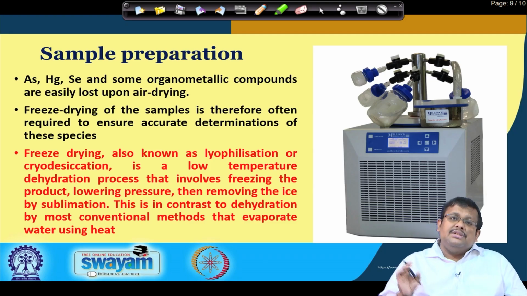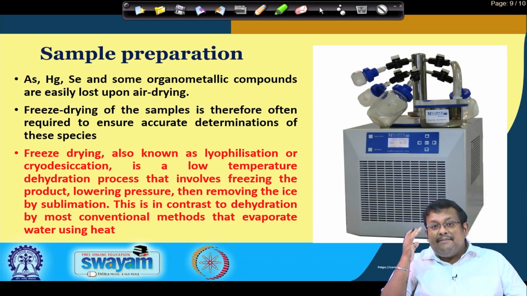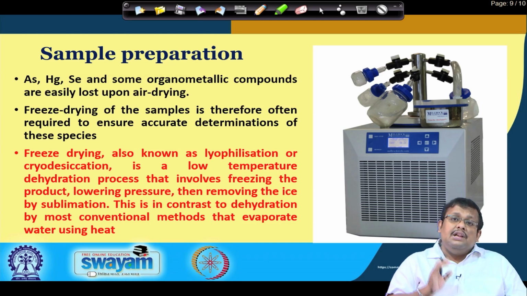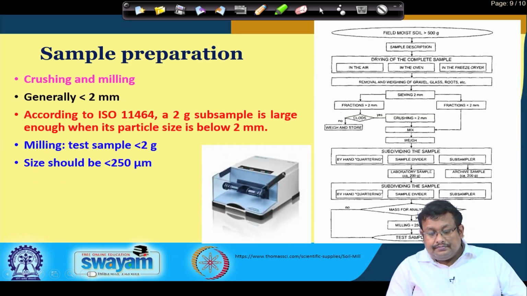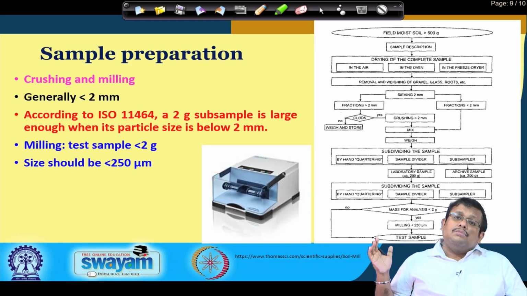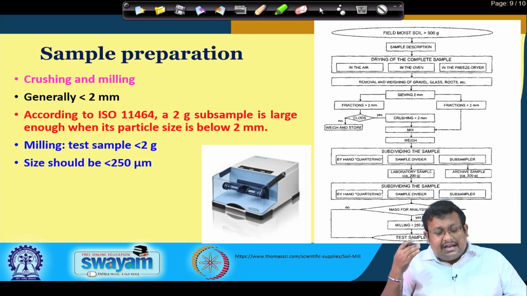Samples which we generally use for measurement of organometallic compounds of arsenic, mercury and selenium can be freeze dried for their long term storage without their loss in air drying. So, this is a lyophilizer. Now, once you dry the samples, you remove the artifacts, then the next step is crushing and milling.